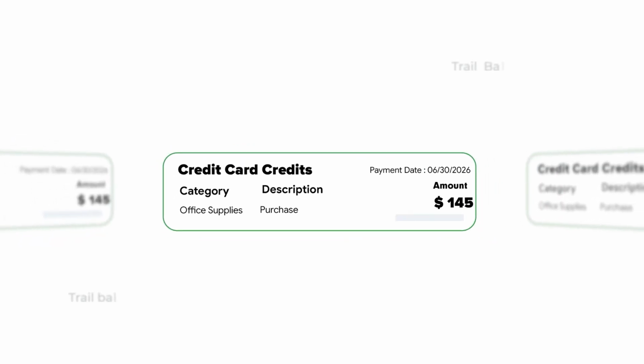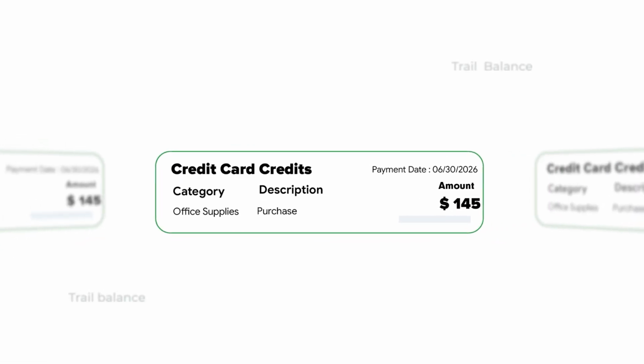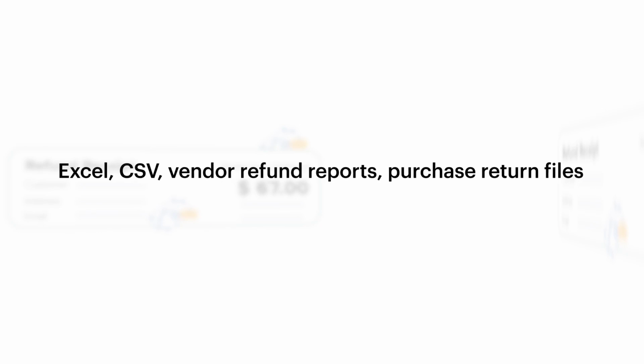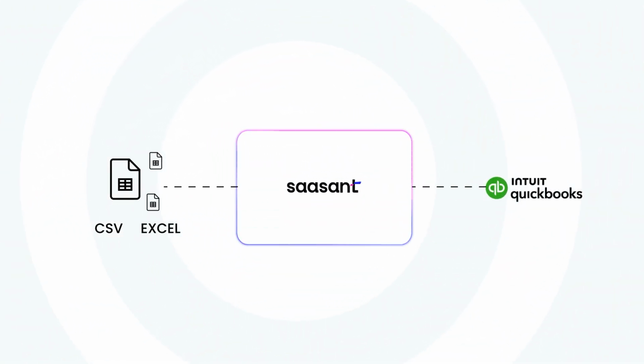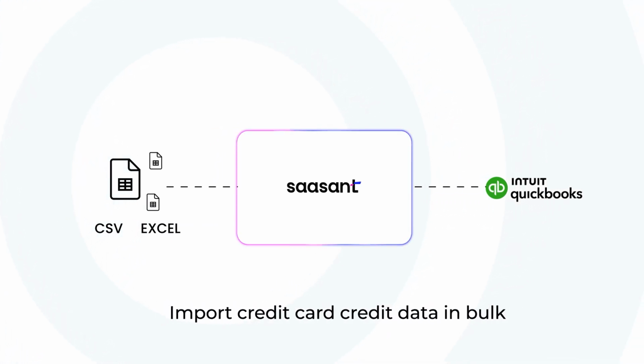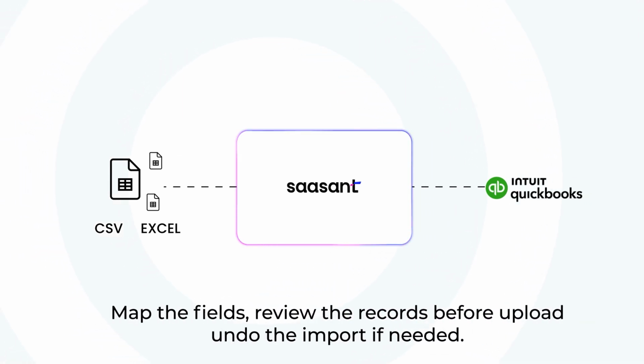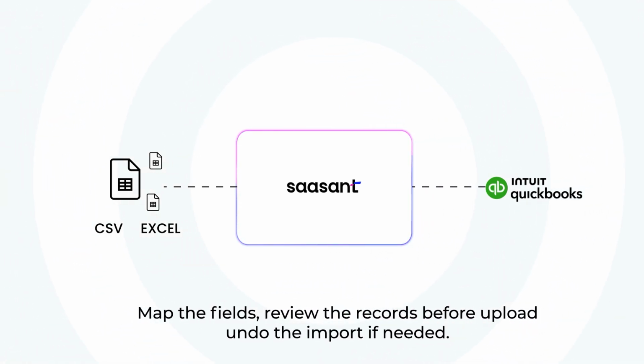Recording credit card credits one by one in QuickBooks Online can take time, especially when your credit card refund data is already in Excel, CSV, vendor refund reports, purchase return files, or another accounting system. Instead of creating each credit card credit manually, SaasAnt Transactions lets you import credit card credit data in bulk, map the fields, review the records before upload, and undo the import if needed.